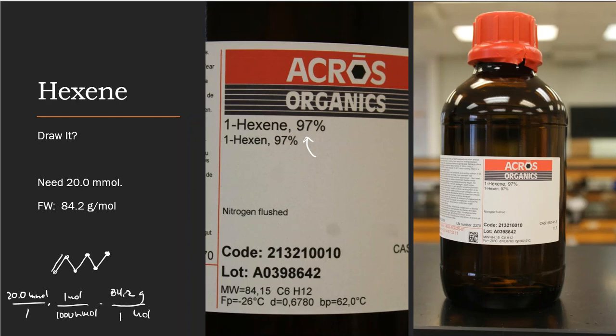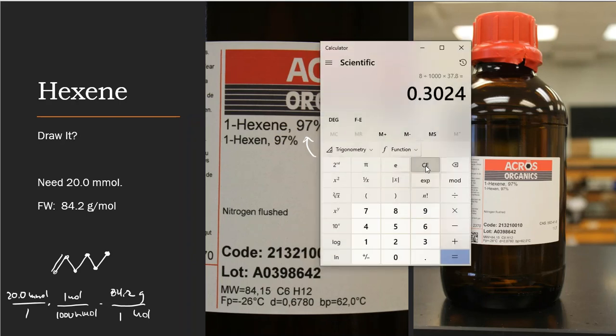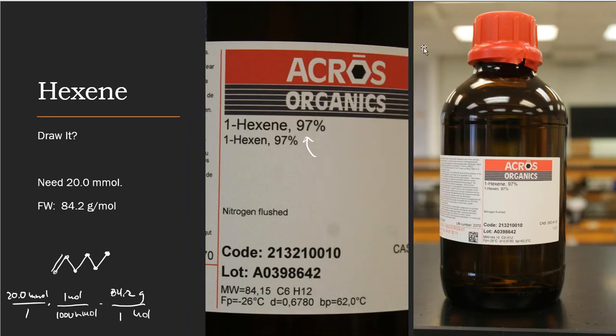Well, I'll pull this calculator out as well. We'll do this calculation again together. I'll take 20, I'll divide it by 1,000, and I'll multiply by 84.2. And I'm going to get 1.68-ish. So when I go over to the balance to weigh this guy out, I want about 1.68 grams in that ballpark. That's good enough for me. So Acros Organics is the chemical manufacturer, and you can also see the lot number there that you can write down as well.